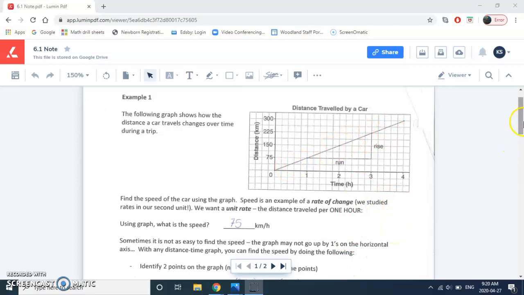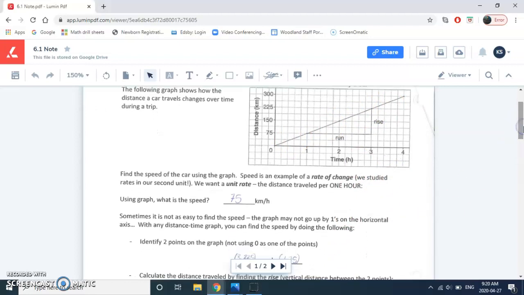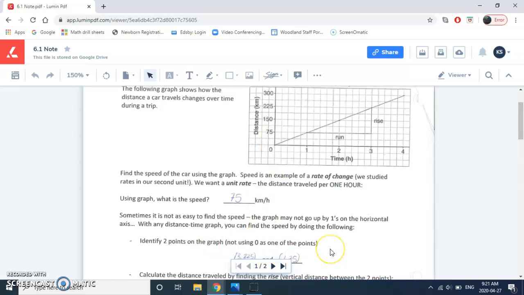Sometimes it's not as easy though to see, to find the speed. The graph may not go up by ones along the horizontal axis. With any distance time graph, you can find speed by doing the following. So this will always work. So identify 2 points on the graph, and we are not using 0 ever as one of our points.